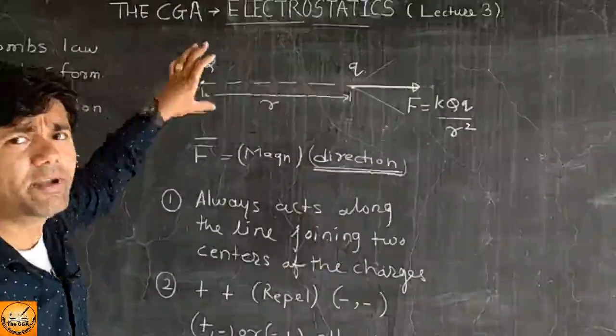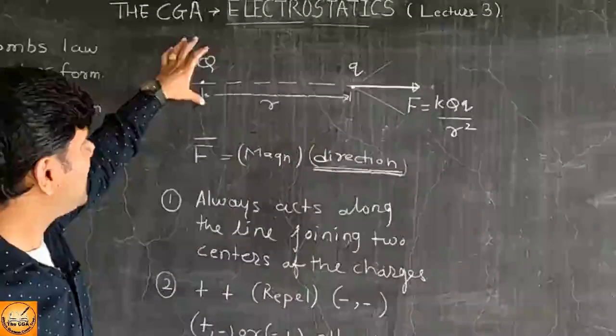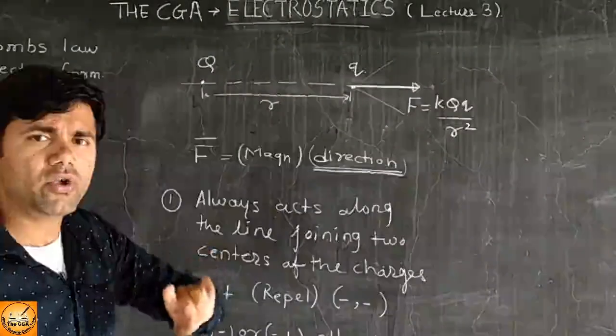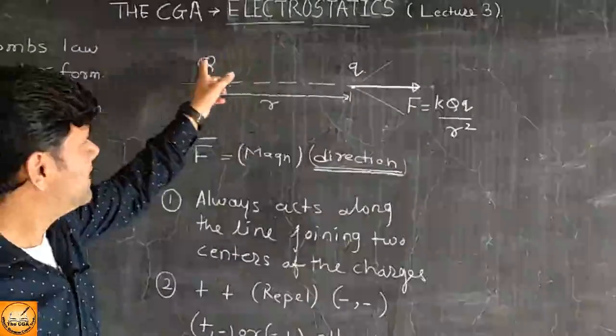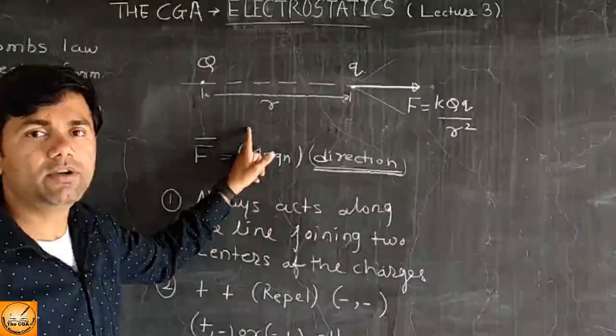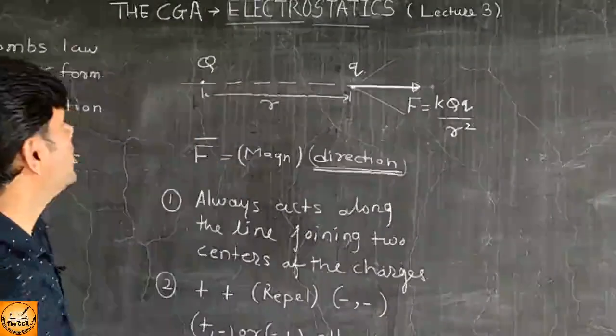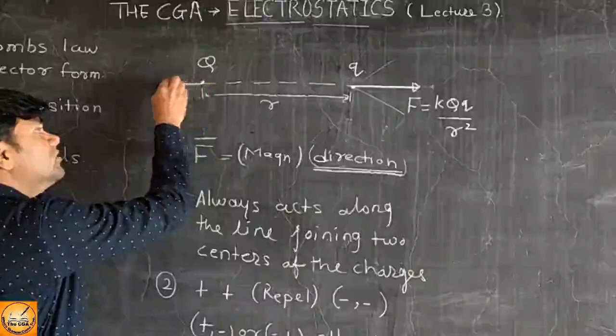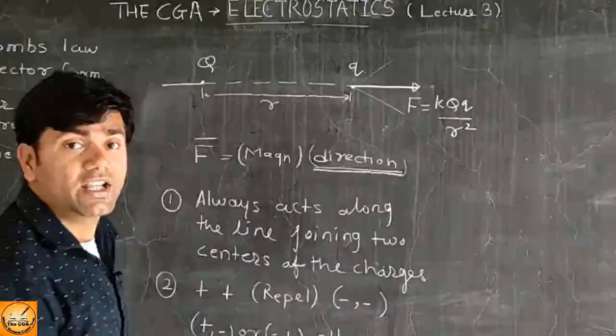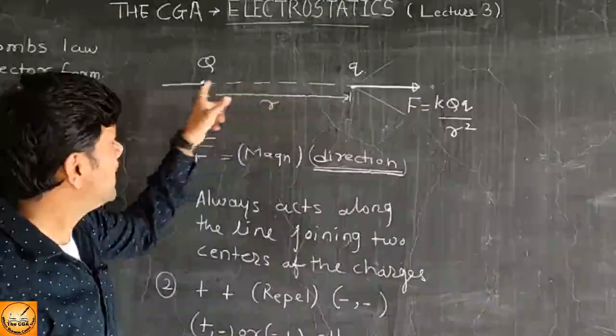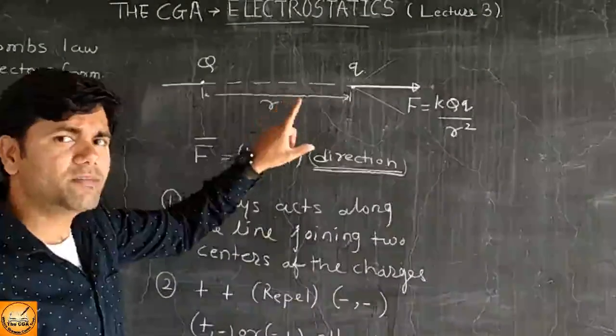Now what about this capital Q charge? Yes, on this capital Q charge the same force is going to act, because the same charges are there and the same distance between them is there. So whatever force is going to be on this charge, it will always be along the line again, but it must be repulsive.